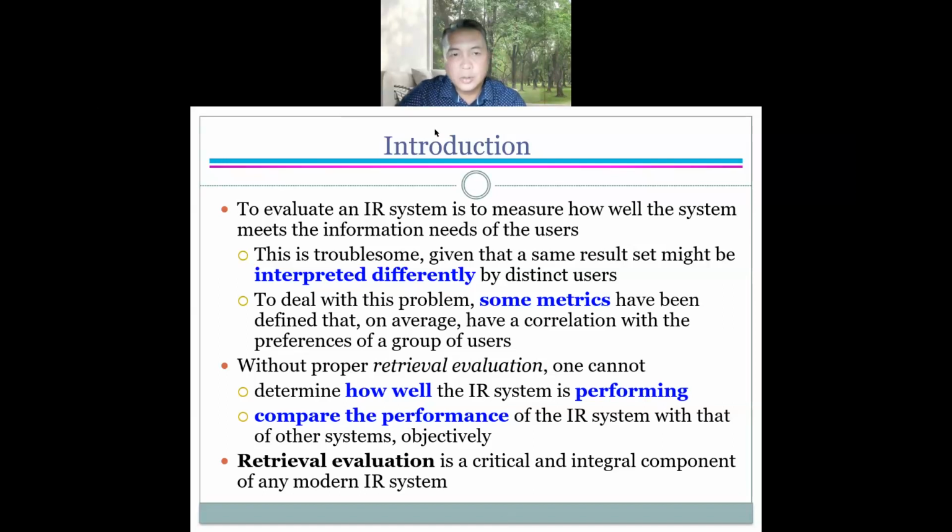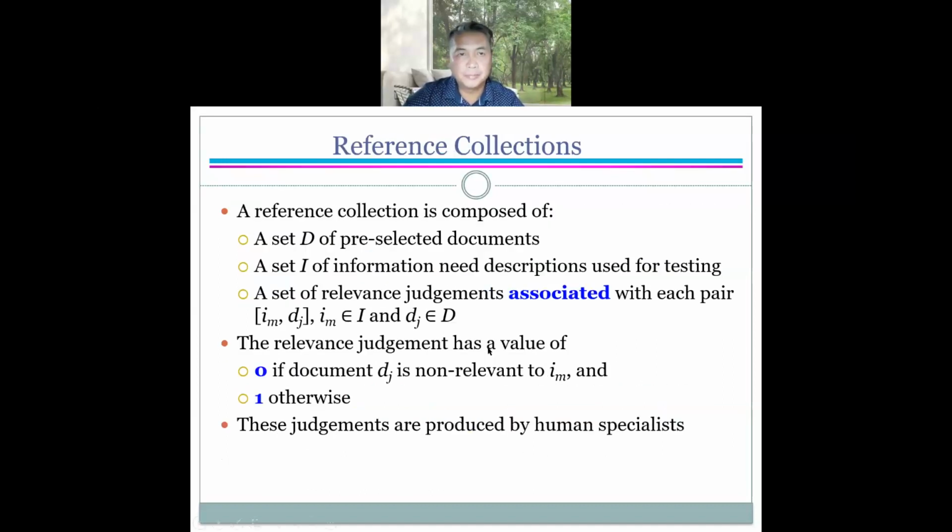Okay. So retrieval evaluation is a critical and integral component of any modern IR because this is a benchmark that they use to compare IR systems. Okay, so in order for us to have a framework to compare the systems that we have, we have to set a few definitions here.